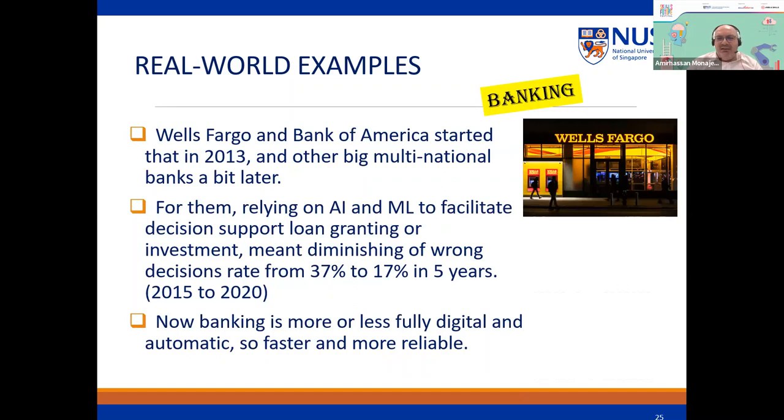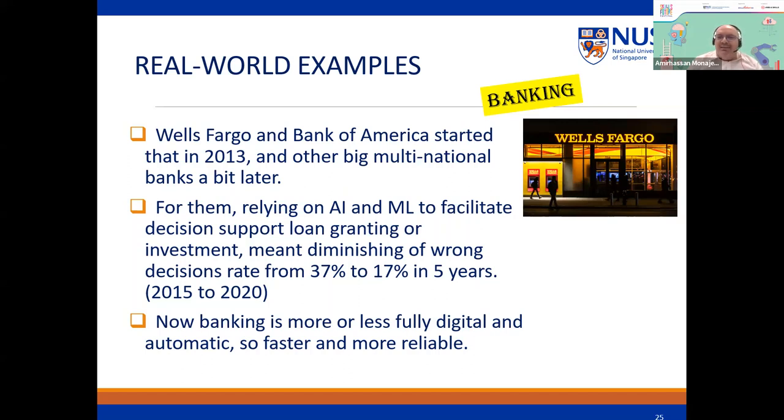In the case of banking, one of the first examples of using AI and machine learning, banks started digital transformation much sooner than many businesses, back to the 1980s, 1990s. The 1980s, I believe, was the starting point of moving towards digital technology by banks. And then finally, they realized that they need something to analyze the gathered data. Wells Fargo and Bank of America started that in 2013, other big multinational banks a bit later after them.